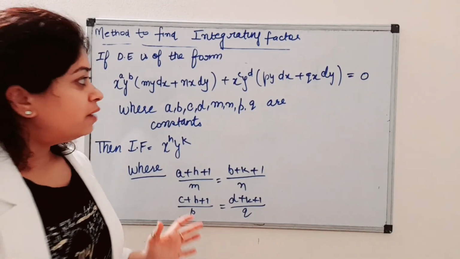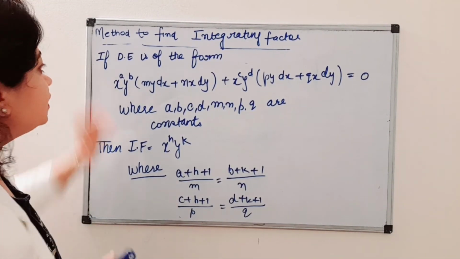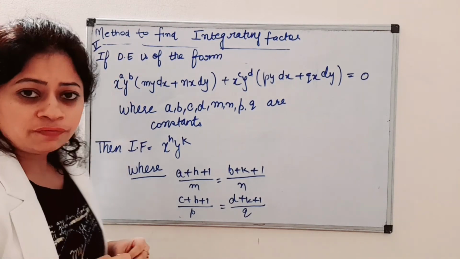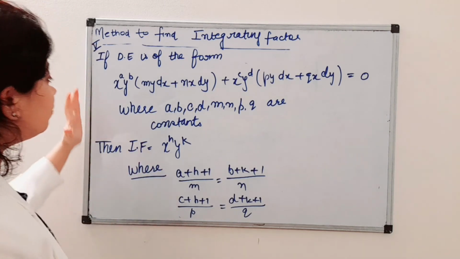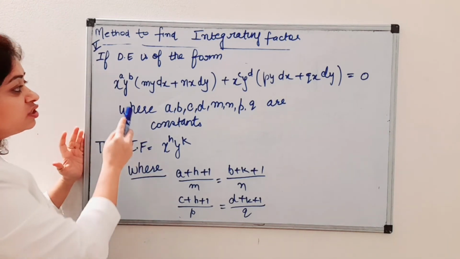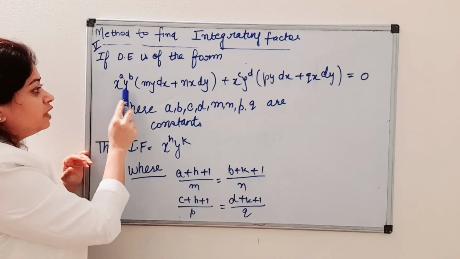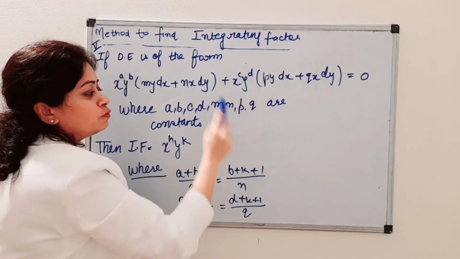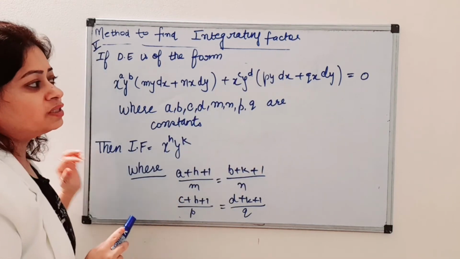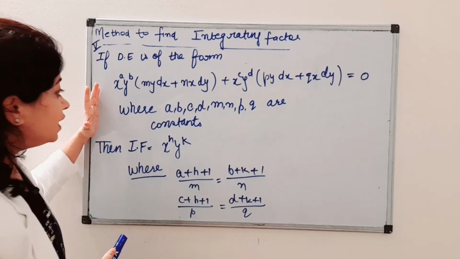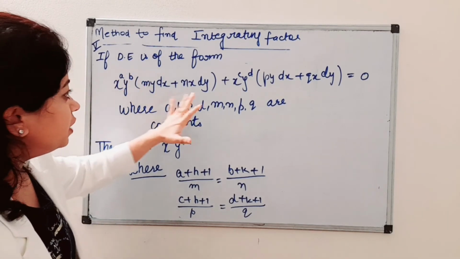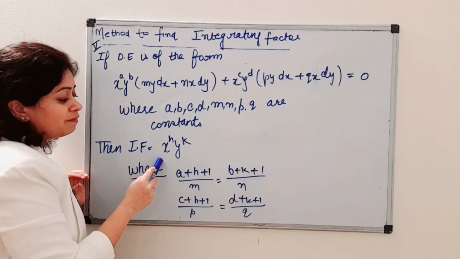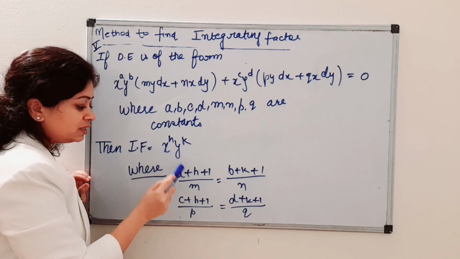Whenever we have a differential equation of this kind, this is the fifth method of finding the integrating factor. Four methods we have already discussed. If we have a differential equation of this kind, x^a y^b (my dx + nx dy) plus x^c y^d (py dx + qx dy) equal to 0, where a, b, m, n, c, d, p, q are all constants, then the integrating factor is x^h y^k, where h and k satisfy these equations.